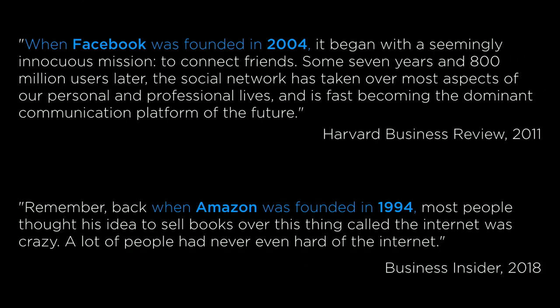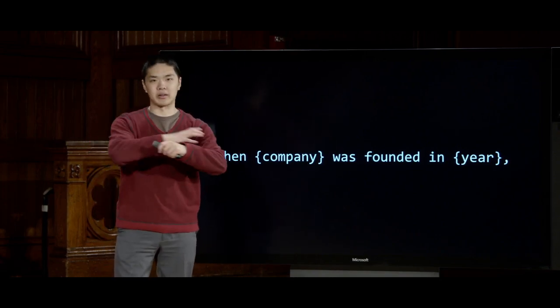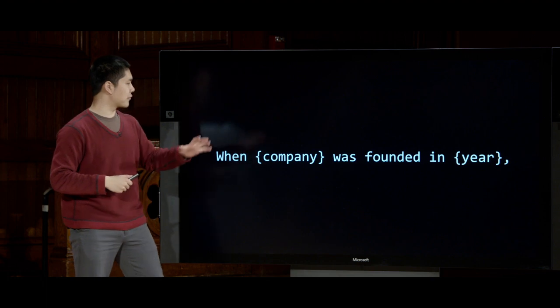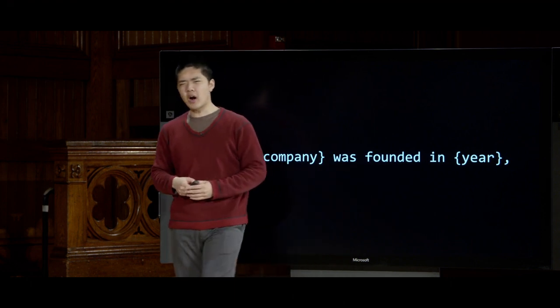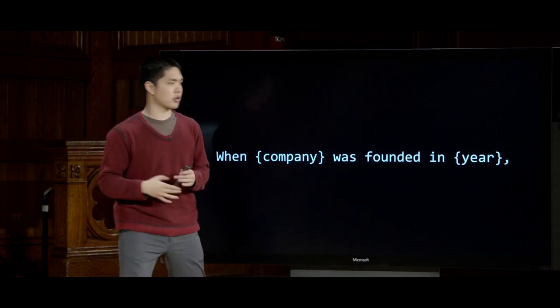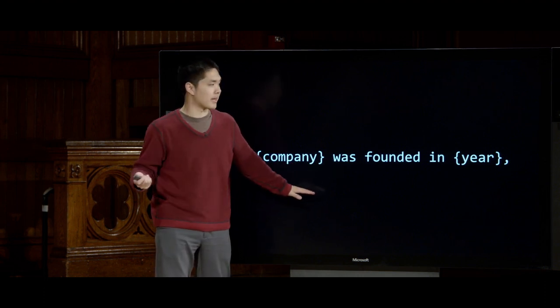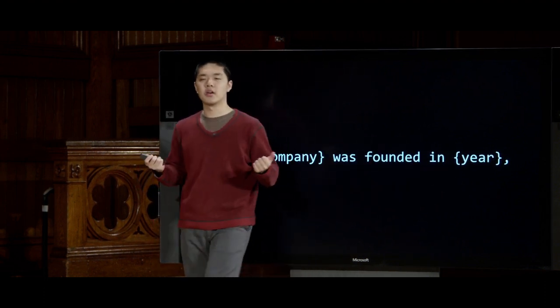When Facebook was founded in 2004, comma, and then down below, when Amazon was founded in 1994, comma. And those two templates end up giving us a mechanism for trying to extract information. This notion, when company was founded in year, comma, can tell us something about when a company was founded. Because if we set our AI loose on the web, let it look at a whole bunch of papers or a whole bunch of articles, and it finds this pattern, when blank was founded in blank, comma, well then our AI can pretty reasonably conclude that there's a good chance that this is going to be some company, and this is going to be the year that company was founded, for example.